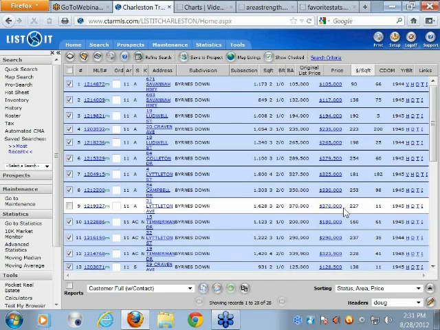The first house I ever sold was on Riverland Drive, on James Island, not on the Riverland Terrace side, but on the other side of Riverland Drive, and it was on Riverland Drive.